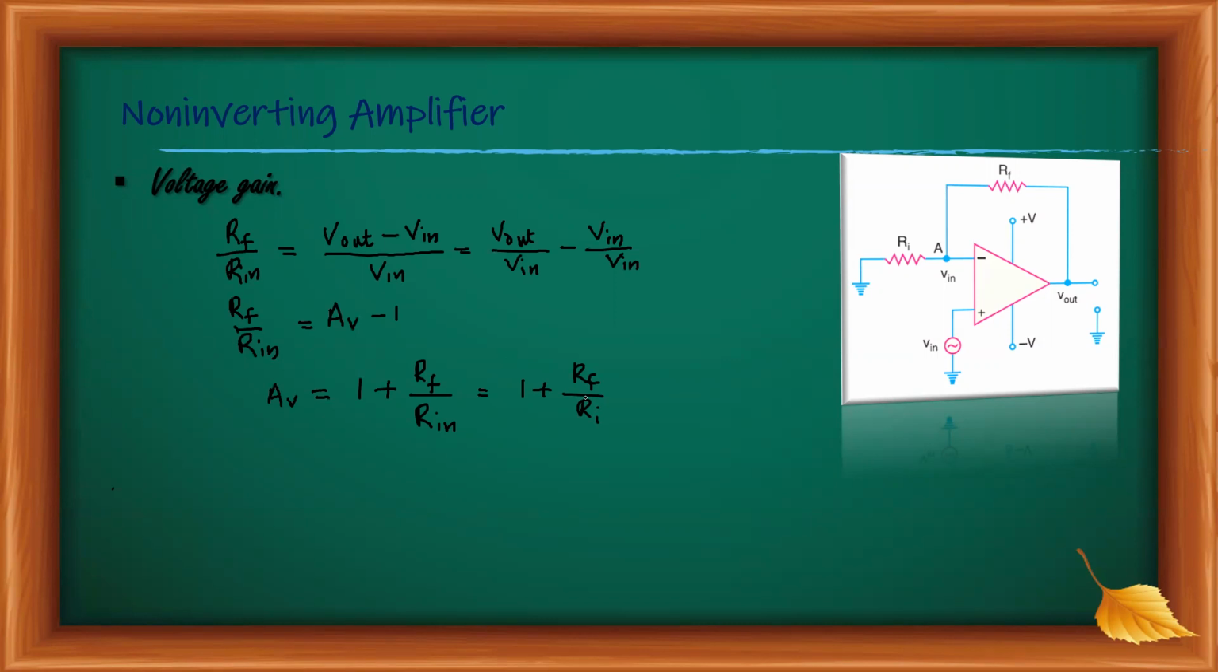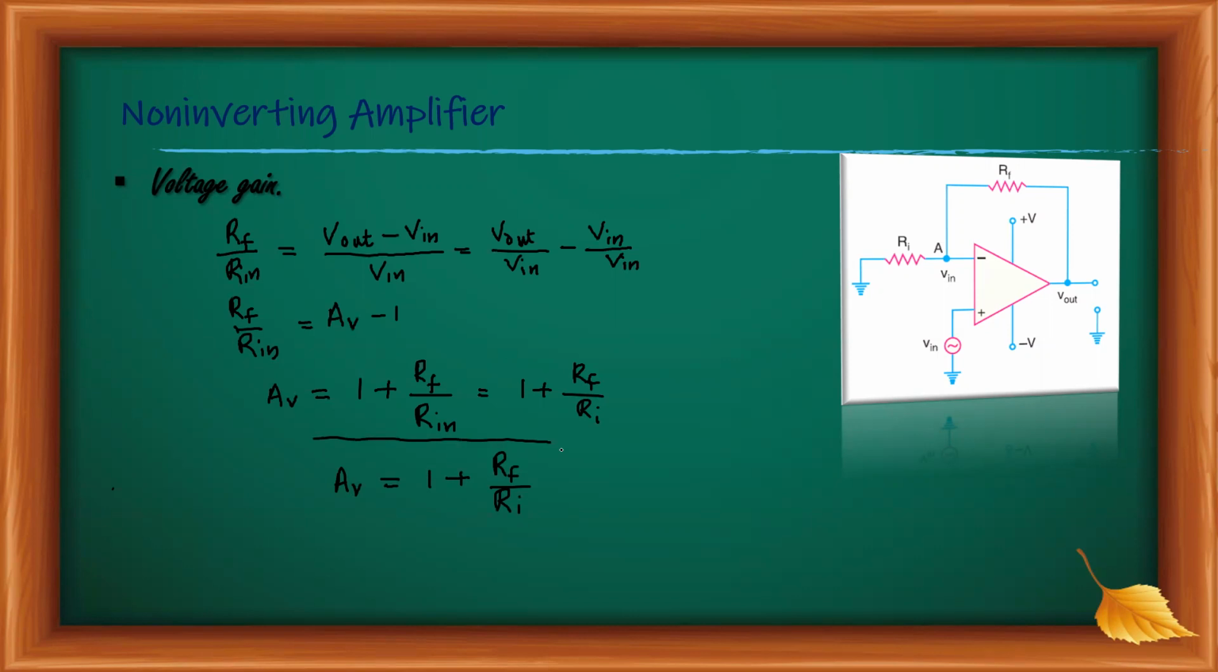Here there is no negative sign. It indicates that the output voltage is in phase with the input voltage. We get the expression of the voltage gain of the non-inverting amplifier, that is equal to 1 plus Rf divided by Ri.